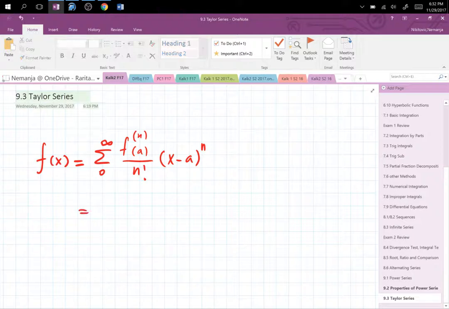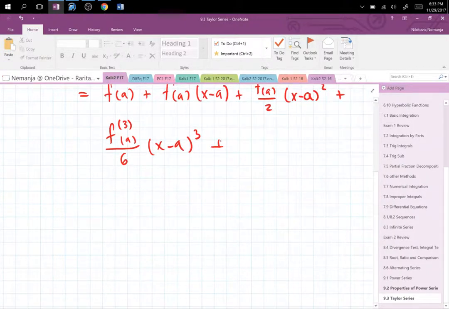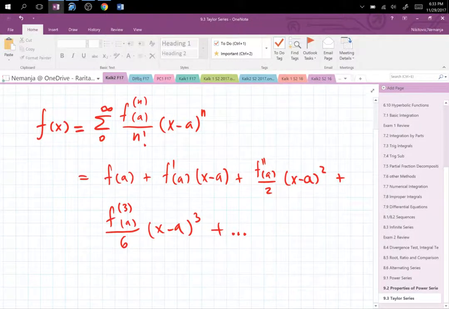Now, we can expand this formula when we calculate everything at a. The zeroth derivative of a function is the function itself. So we have f of a plus f prime of a times x minus a plus f double prime of a over 2 times x minus a squared plus the third derivative of f computed at a over 3 factorial, which is 6, times x minus a cubed, plus dot dot dot going to infinity.